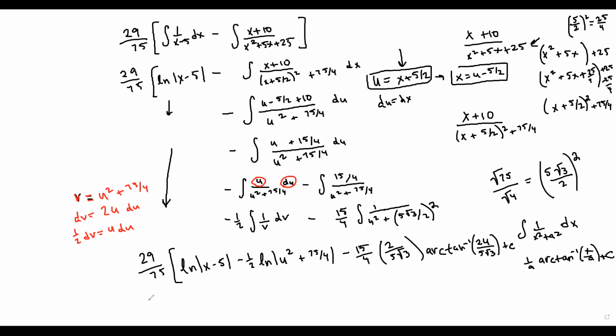Believe it or not, I'm almost done. I just need to rewrite this in terms of x everywhere because I did that on my first integral, but not my second one. So we have the natural log of x minus 5. That one was surprisingly one of the kinder ones for us. Minus 1/2 times the natural log, u was where we started, so it'd be x plus 5 halves squared. Let me fix that. So x plus 5 halves.